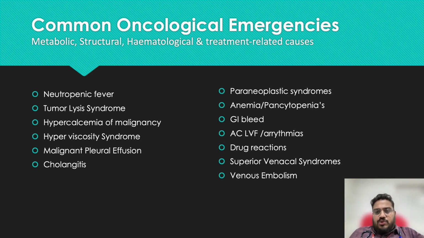The most common one we see is neutropenic fever, followed by tumor lysis syndrome, one of the commonest oncological emergencies that we can see. But many times you need to specifically look at the diagnostic criteria for tumor lysis syndrome, otherwise you will miss it. You will be just treating the electrolyte disturbances. When you put all the puzzle pieces together, it will come out as tumor lysis syndrome. So you should have a high index of suspicion.